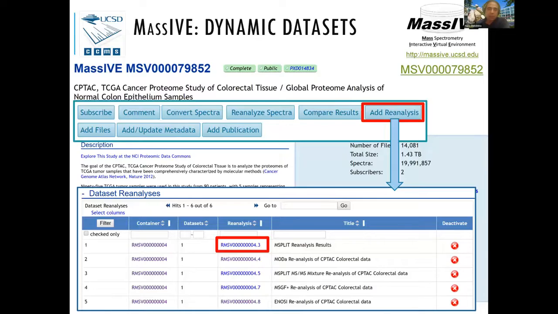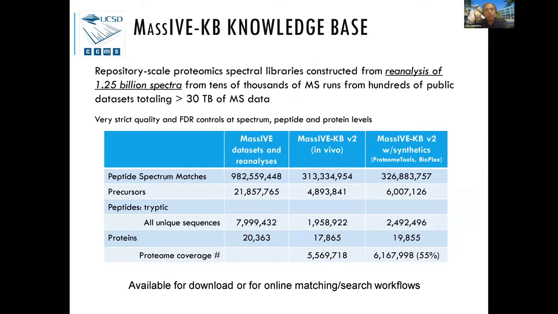So another thing that we've done with the reanalysis of the data sets is we've built the MassIVE-KB spectral library, which, as far as I know, is currently the largest spectral library available for human data. And as it currently is, it's almost 5 million precursors for in vivo detection of proteins and peptides. And if including synthetic peptides, it's over 6 million precursors.